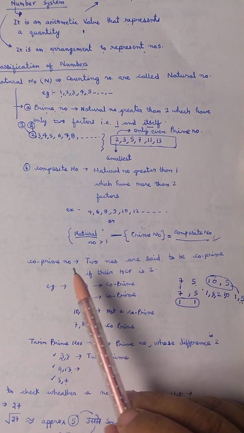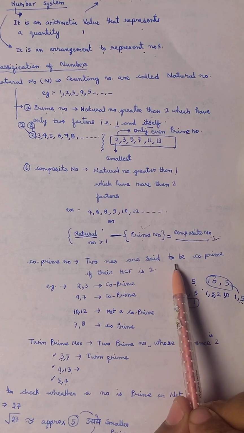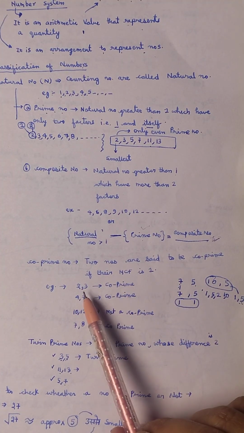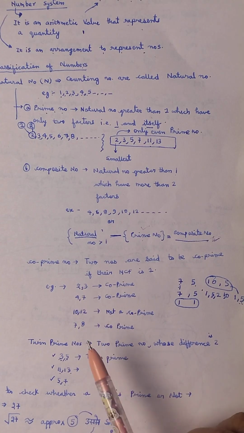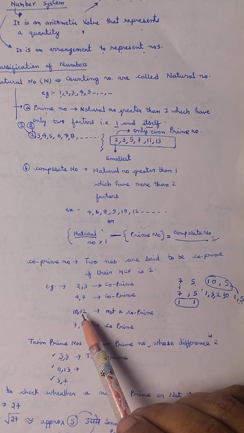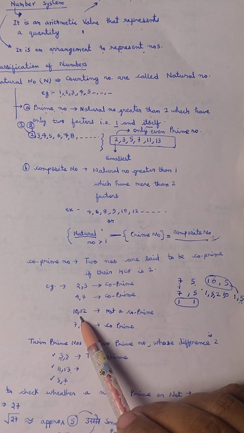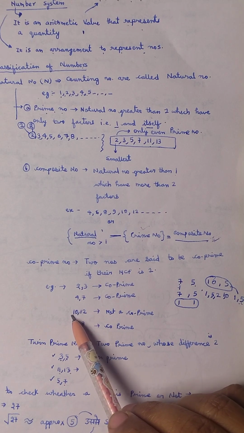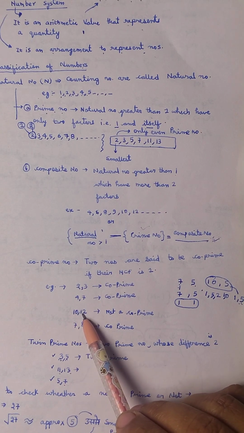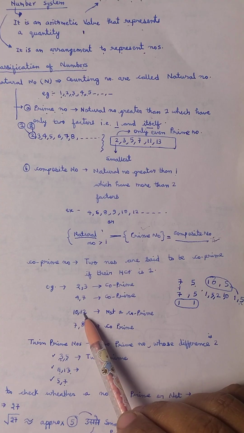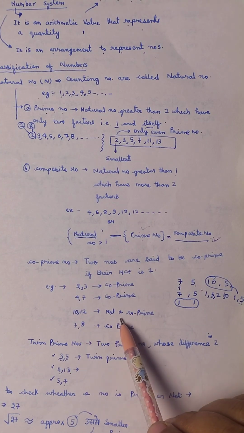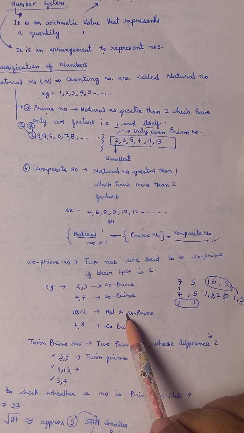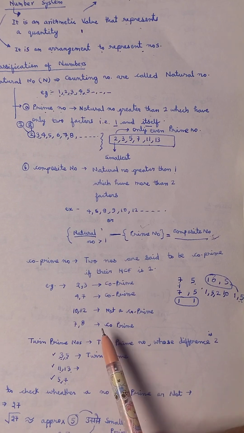Now co-prime. Two numbers are said to be co-prime when their HCF is 1. Like 2, 3, 4, 7. They have HCF equal to 1. But 10 and 12, their HCF will not be 1. Because if we divide 10 by 2, we get 5. And if we divide 12 by 2, we get 6. So HCF will be 2. So this is not co-prime.